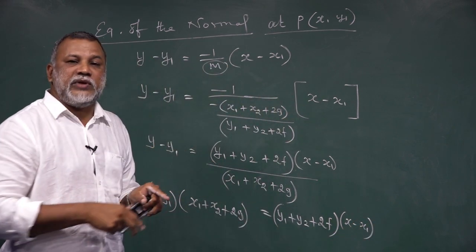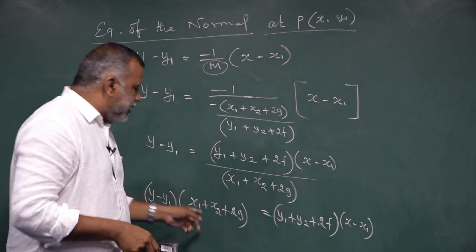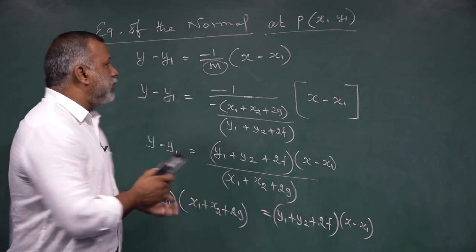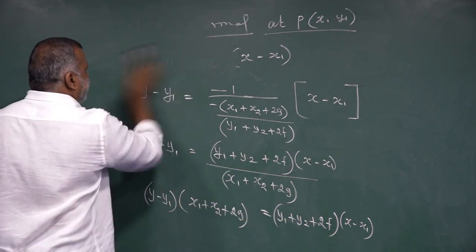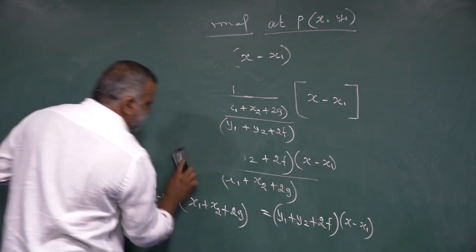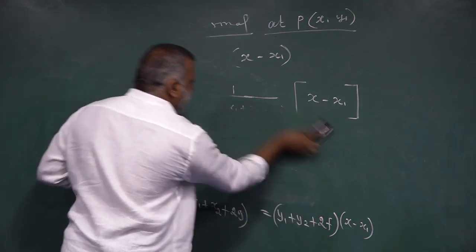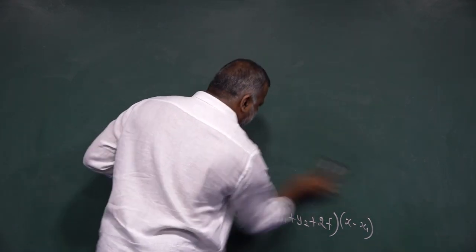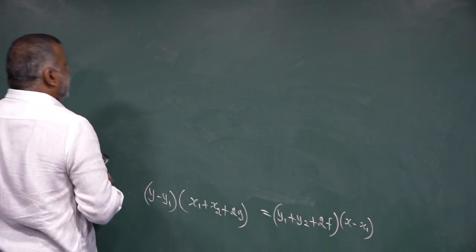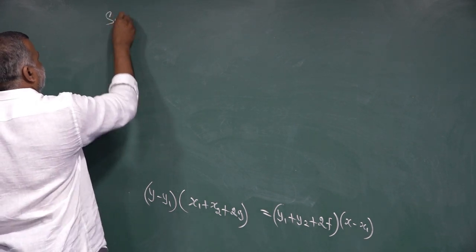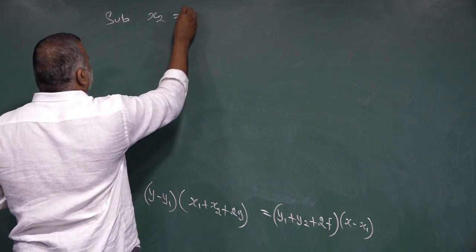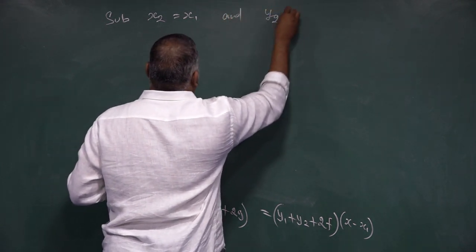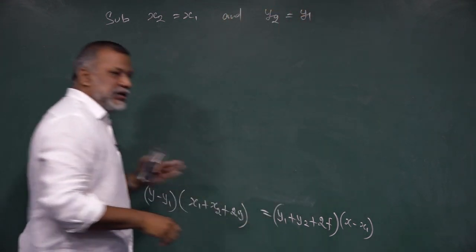In the derivation of equation of the tangent, we already substituted x2 equal to x1 and y2 equal to y1. Therefore, we can substitute the same data here. Substitute x2 equal to x1 and y2 equal to y1 in this above equation.